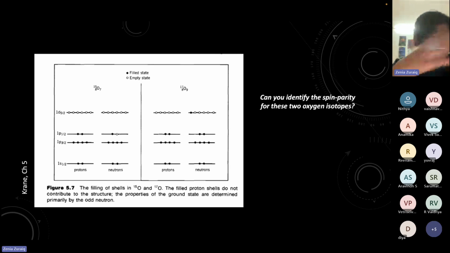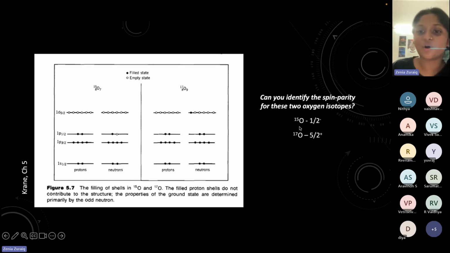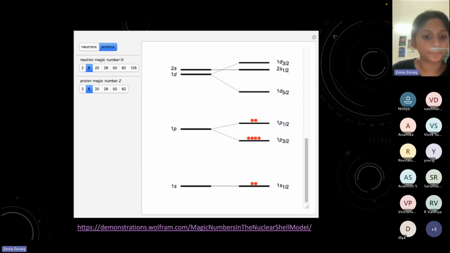Okay, there are no step marks or anything. You don't have to show all your steps. But the point is that oxygen 15 is half minus and oxygen 17 is 5 by 2 plus. Two of the people have answered out of 17. I hope the other 15 people also know how to do this. If anyone has any doubt in how this came, please write it in the chat. These are very important concepts, and you will definitely be getting some of these questions in your exams. Okay, I think we don't see any questions, so we'll go back.